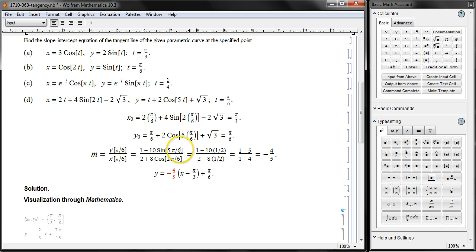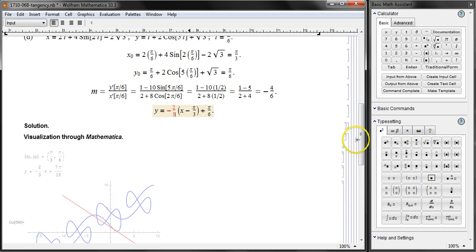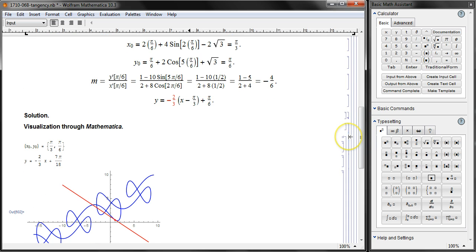Oh, alright. The derivative computation here. Derivative of this, cosine becomes negative sine. Nothing wrong here. Oh, I found it. I missed this 2. This should be 2 plus 4 and negative 4/6. And consequently, this should be negative 2/3, as we have over here in the Mathematica computation.